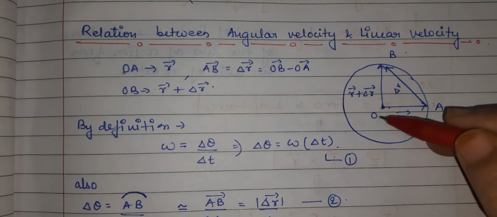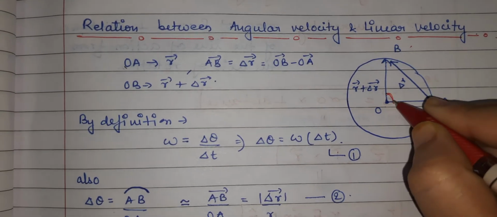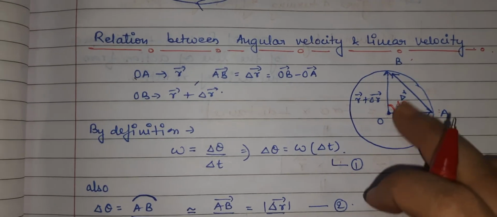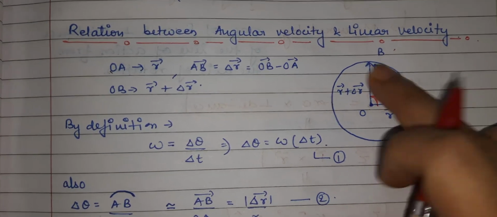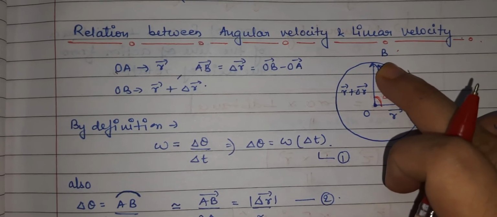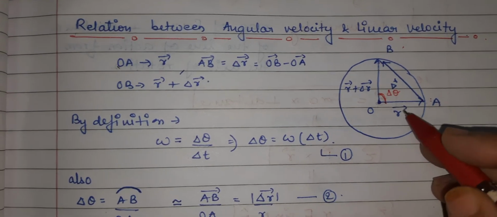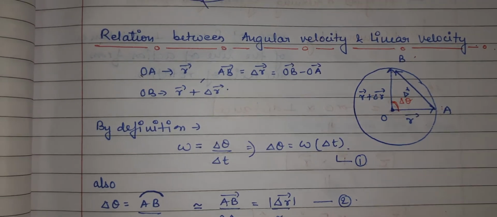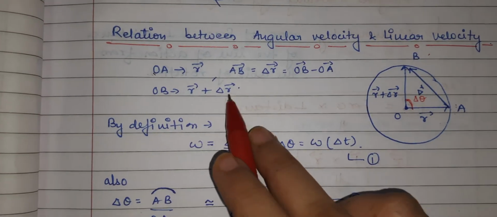In some time delta t, let the particle reach the point B, tracing an angle, suppose the angle AOB, which we take as delta theta. I have not mentioned delta theta, so let me mention the angle, that is delta theta. Now what will be OB? If delta theta is the angular displacement, the displacement can be given as delta r. How to get OB? With the help of the triangle law of vector addition, r plus delta r will give you the resultant, that is OB. So our OB will become r plus delta r.